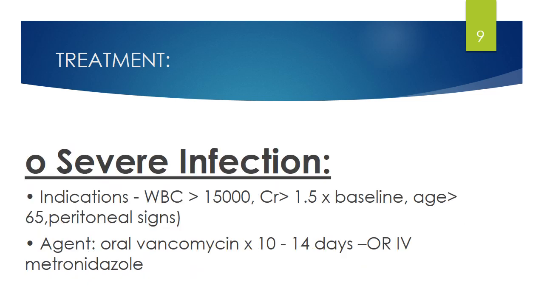In severe infection, oral vancomycin is given for 10 to 14 days or IV metronidazole can also be used. What are the indications of severe infection? WBC count will be more than 15,000. Serum creatinine will be 1.5 times baseline or more. Age will be more than 65 years and there will be signs of peritoneal irritation.